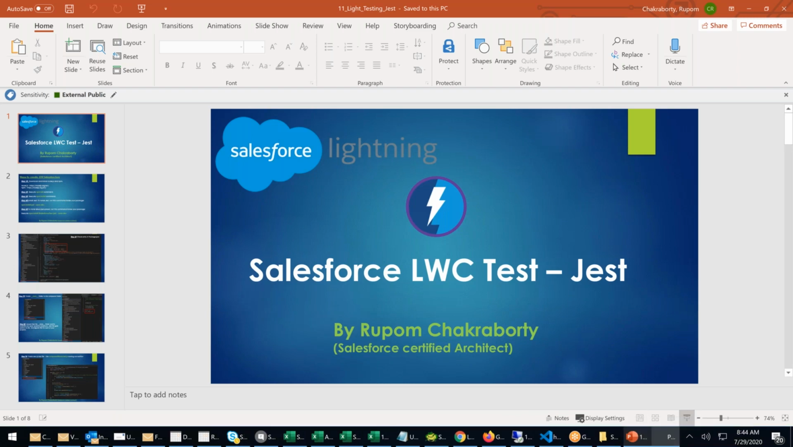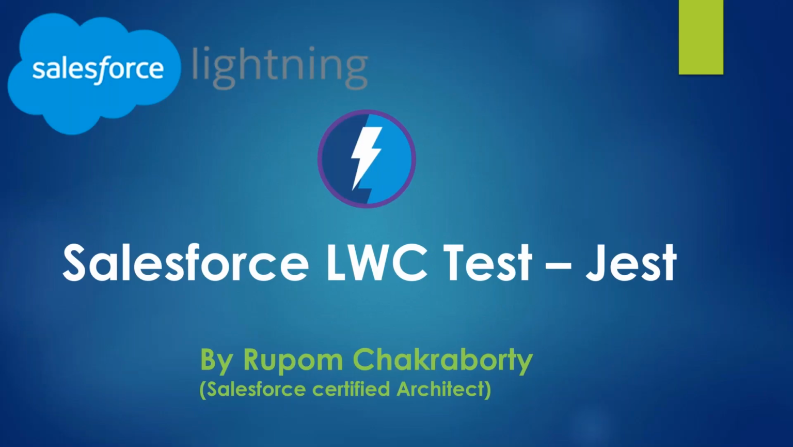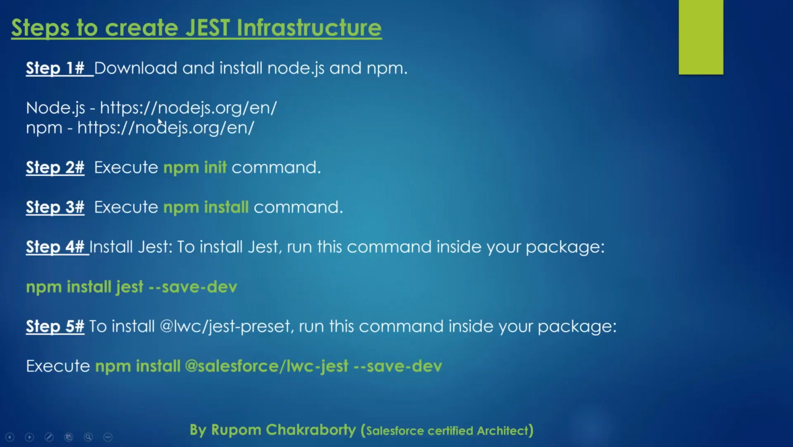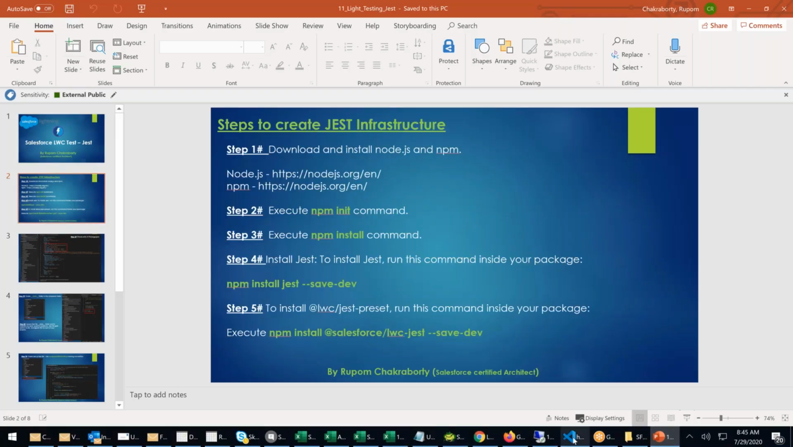The first thing for Jest is that you have to download Node from nodejs.org. There are two things you have to download: Node.js and npm. npm is already included in Node, so you need not worry about it. Just download and install Node. Now, what does that mean? Let's do it practically side by side.